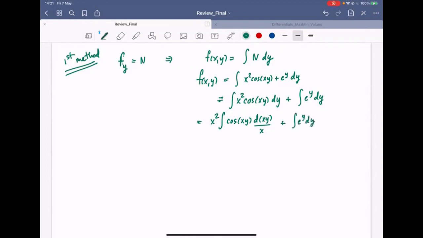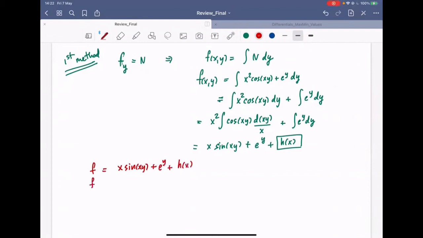Okay, let's keep it like that first. X cancels one time, and then you integrate cosine, you get sine xy, and then plus integrate e to the y, you get e to the y, and then plus some constant, which is a function of x. Because you integrate with respect to y now, the constant is going to be a function of x. Okay, I have that function f. My f is going to be x sine xy plus e to the y plus h(x).